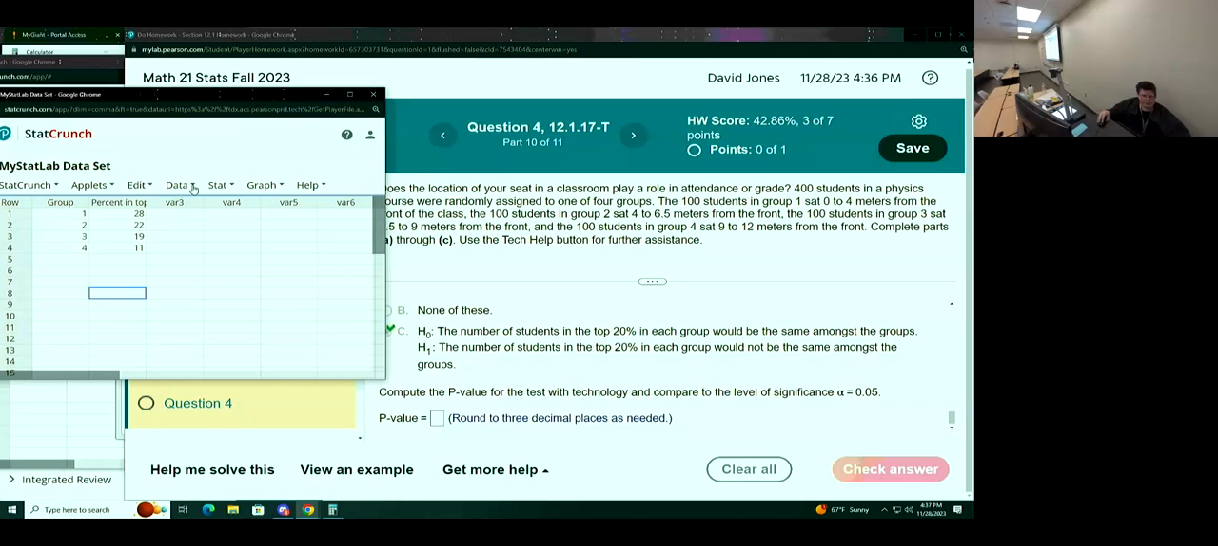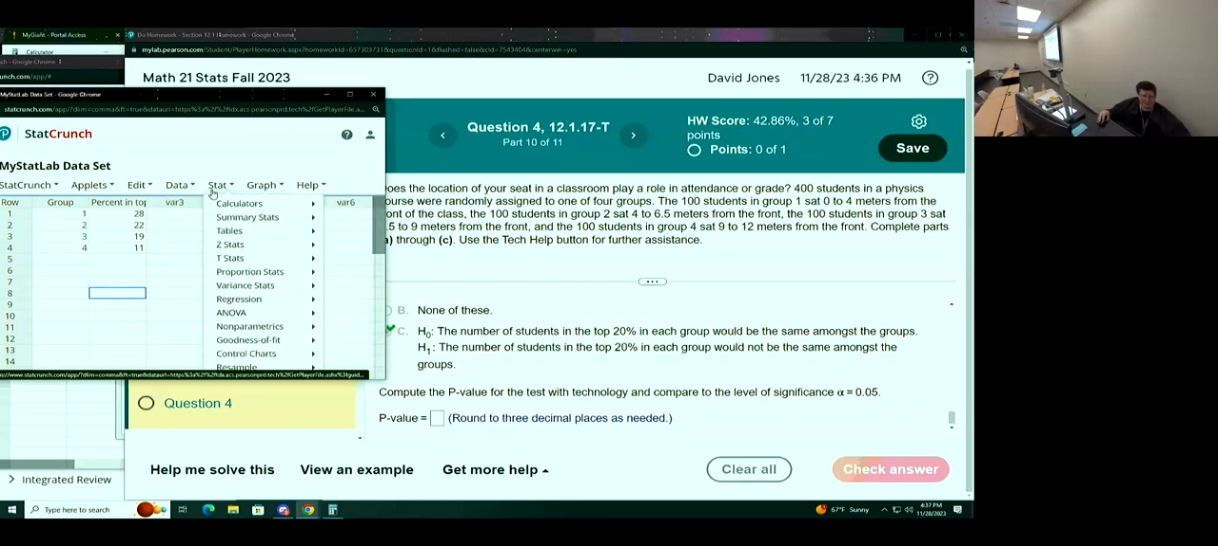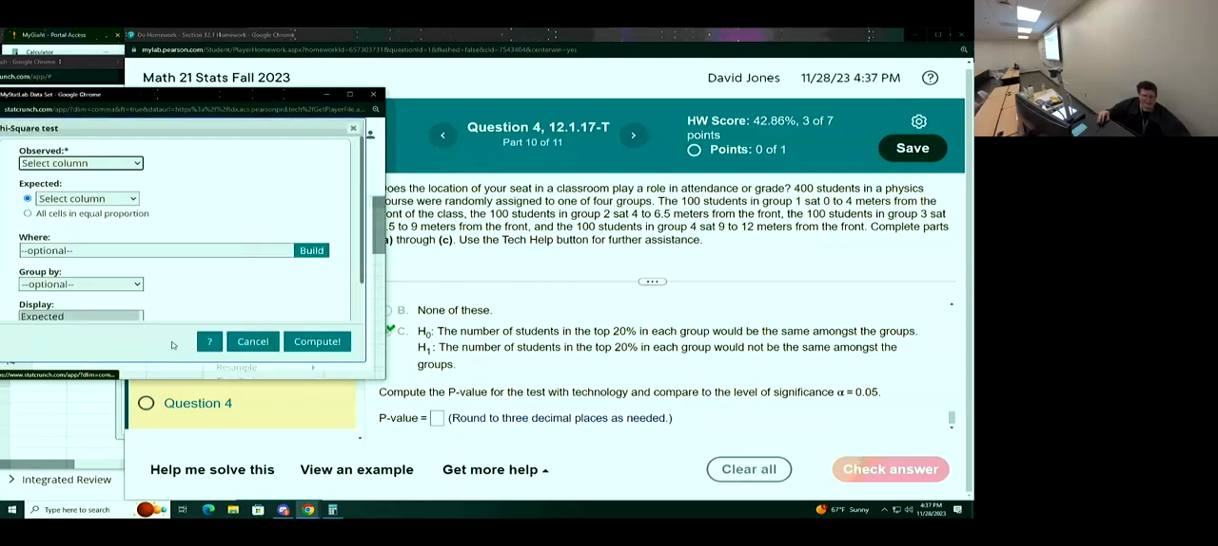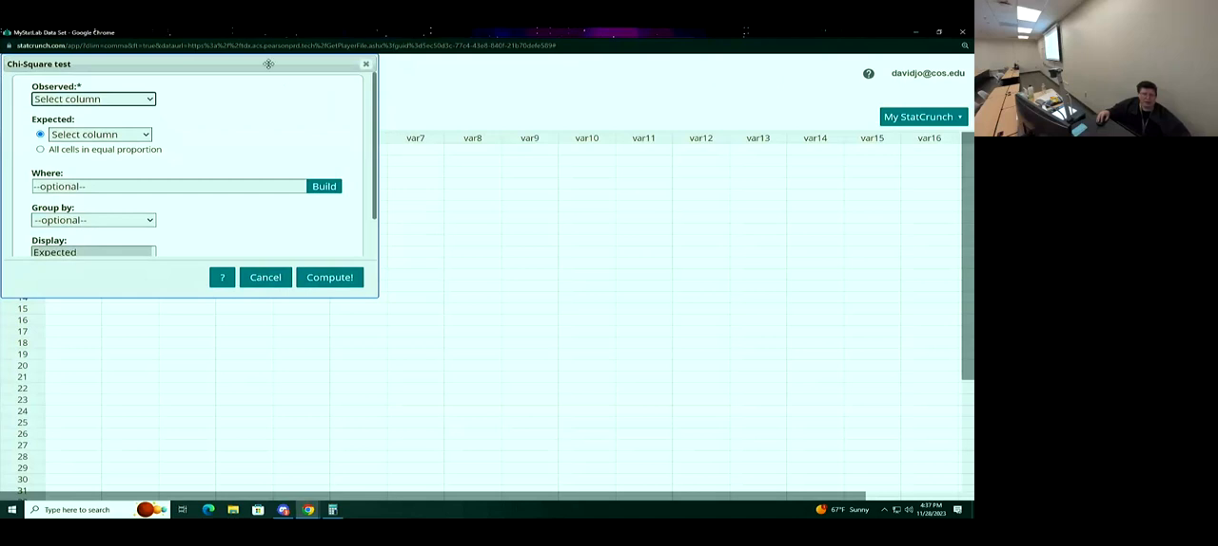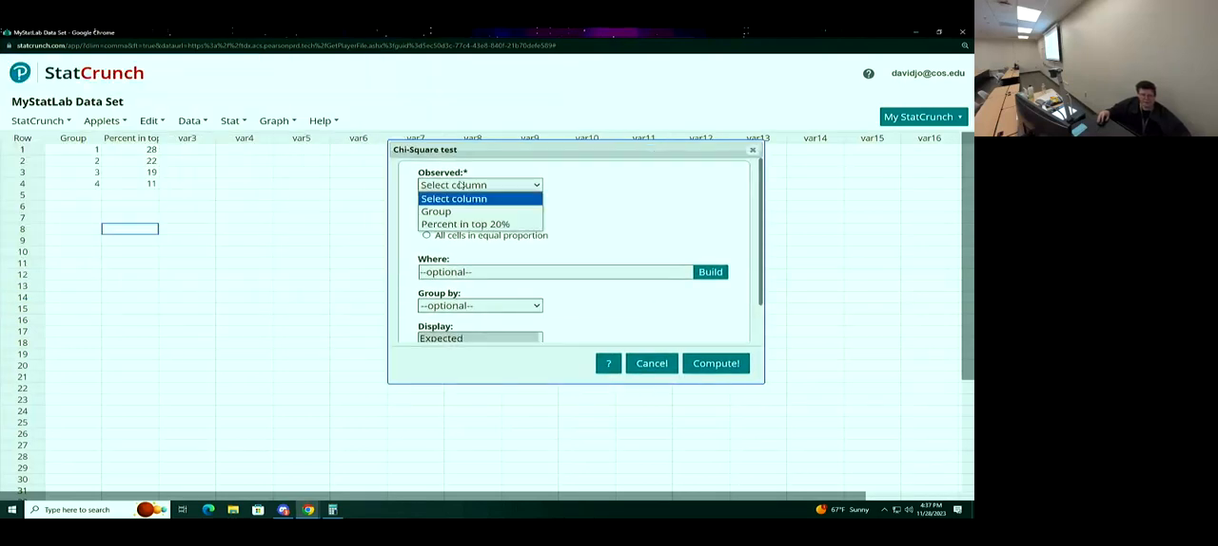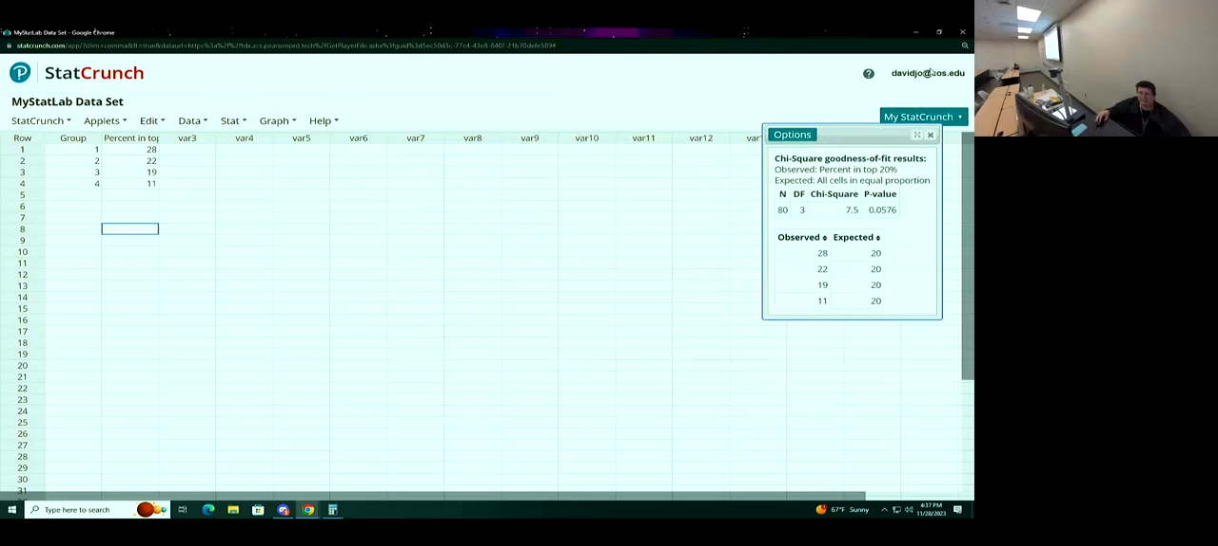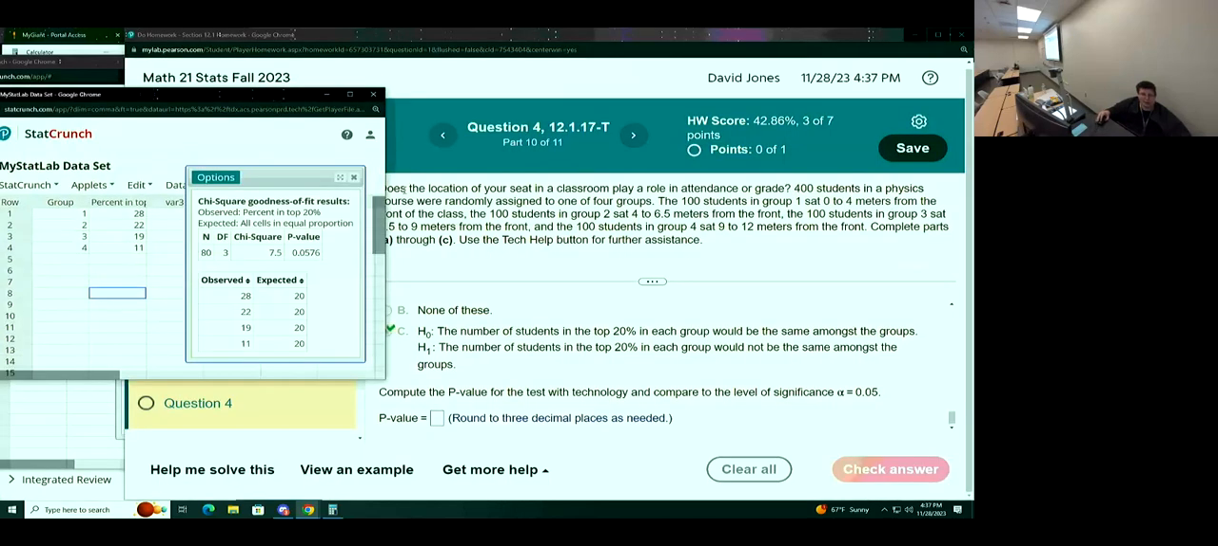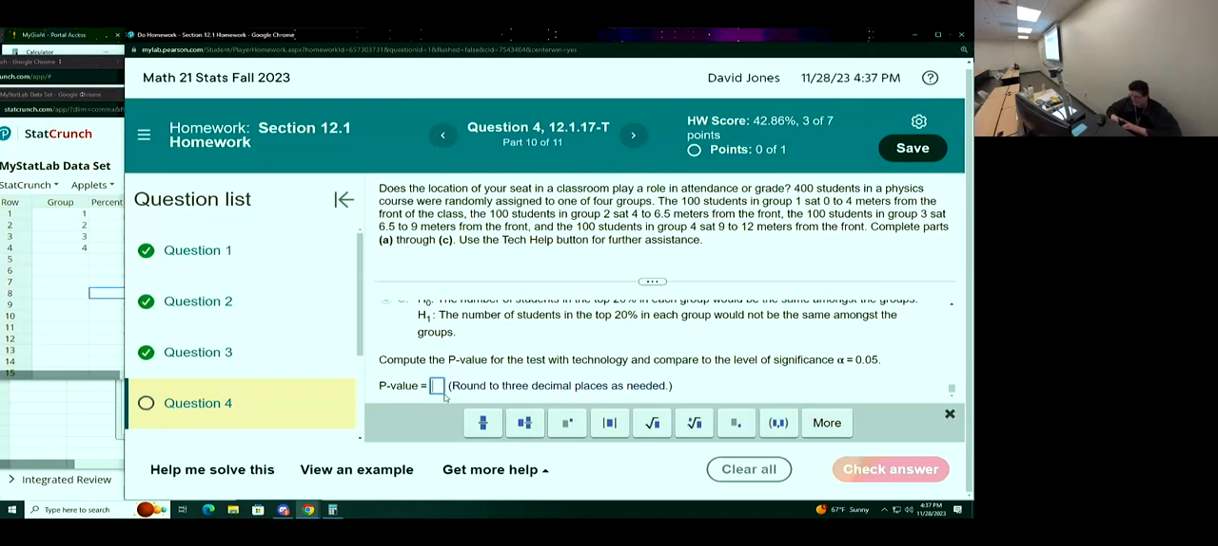Here, we're going to compute the p-value. I'm just going to use what they had. Stats, goodness of fit, chi-square. Observed is in percent in top 20. All cells in equal proportion is what they're saying. It should be equal, so I don't need to type them in. And I'm getting 0.0576, which to 3 decimal places is 0.058.